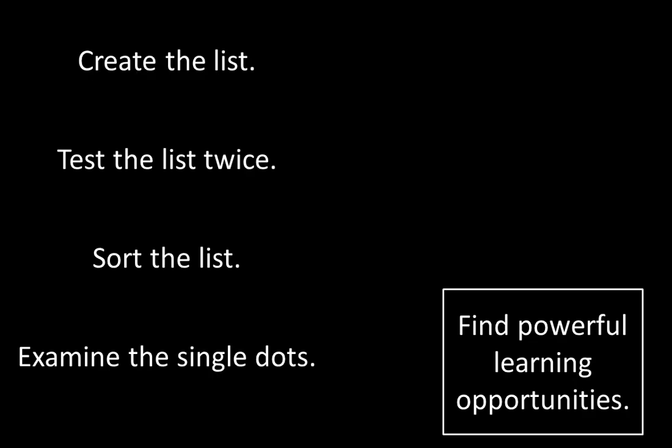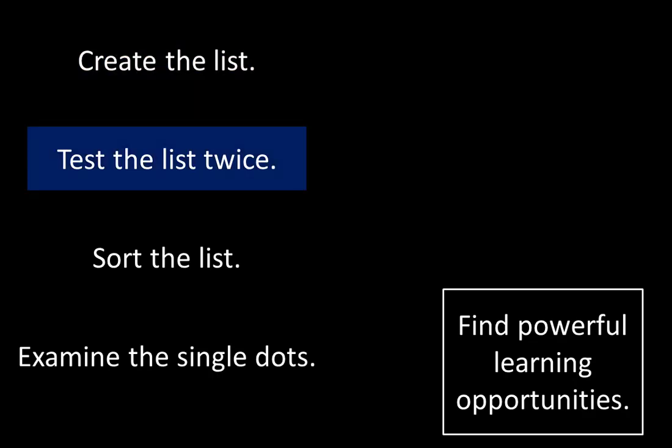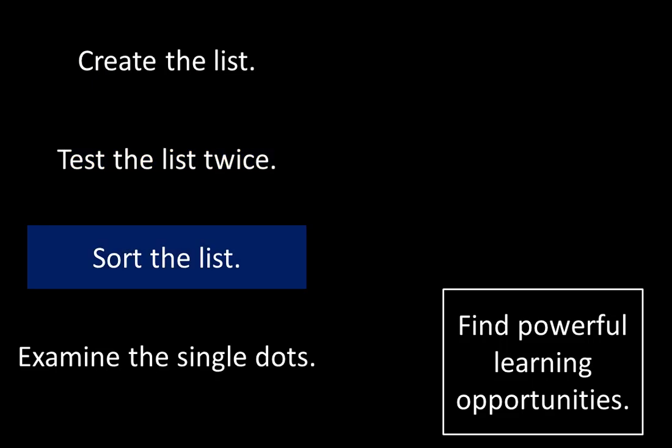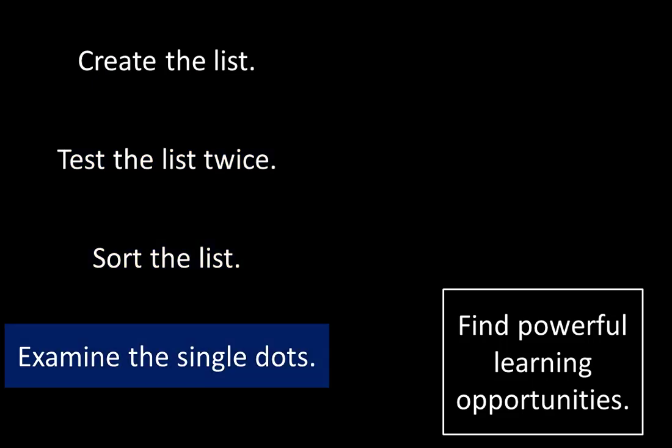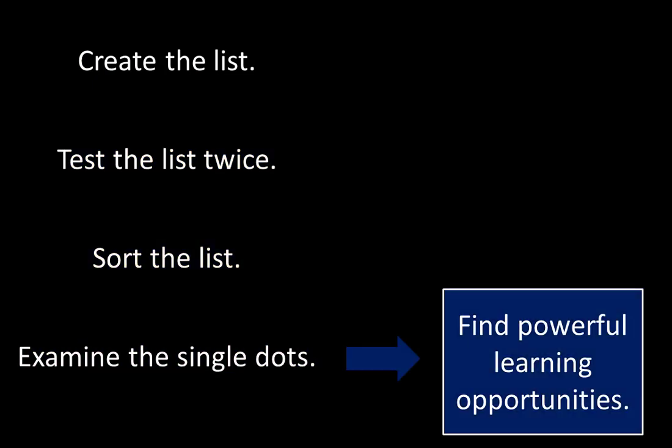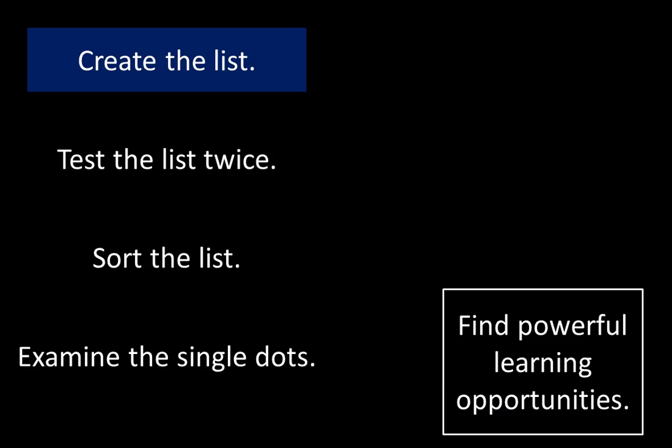In this video, we'll quickly review the 5 steps of list activities, and then you'll go through them on your own after the video. The 5 steps are: create the list, test the list twice, sort the list, examine the single dots in order to find powerful learning opportunities. Here is a quick review of those 5 steps. To create the list, the process was to draw the lines and write the facts.